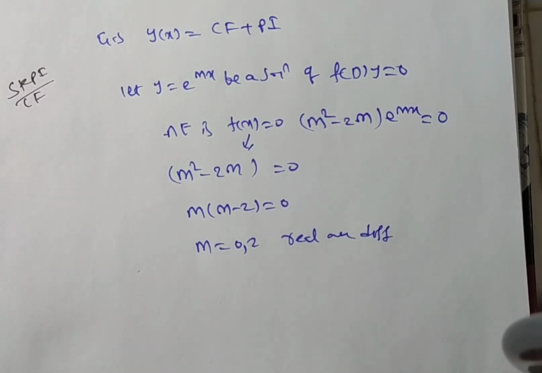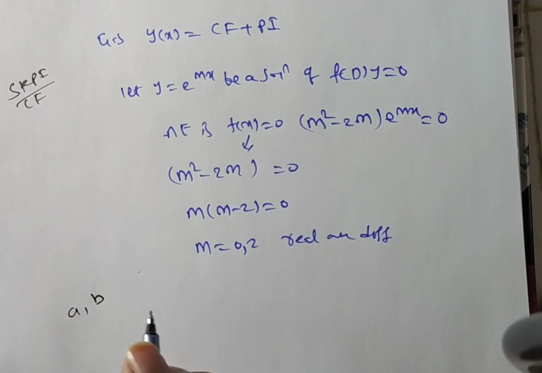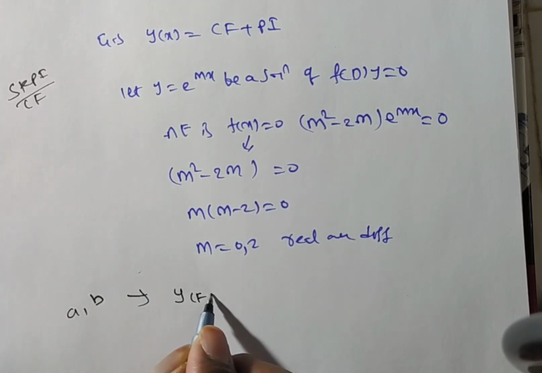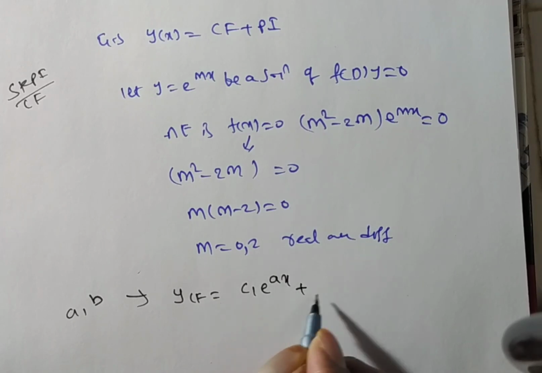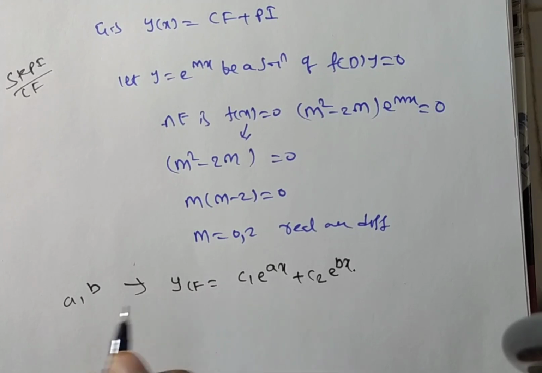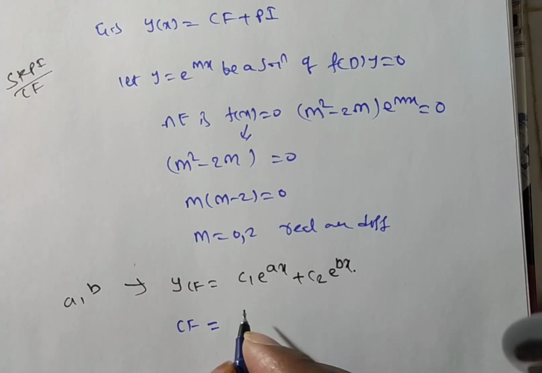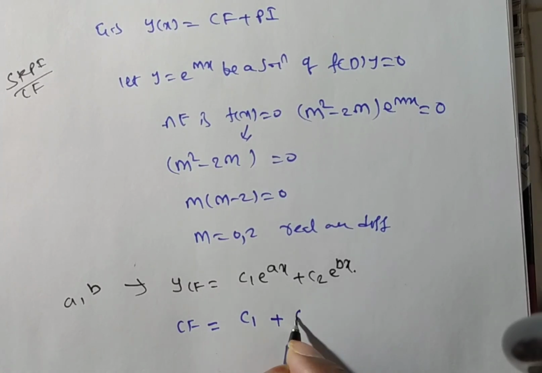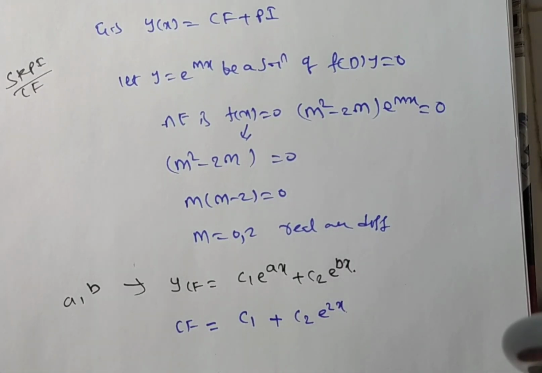Whenever the roots a, b are real and distinct, the complementary function is c1 e^(ax) + c2 e^(bx). In this case a = 0 and b = 2. Substituting, the complementary function is c1 e^(0x), which is just c1, plus c2 e^(2x). That's it, the complementary function is complete.